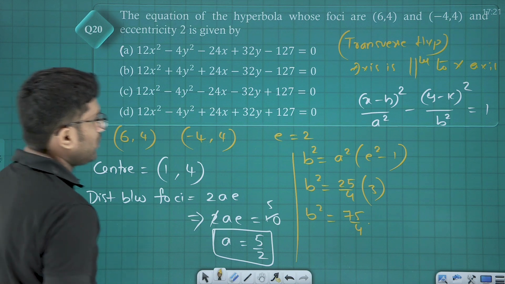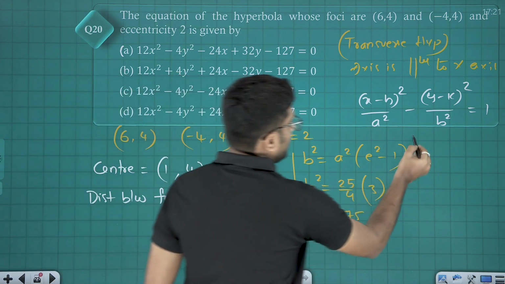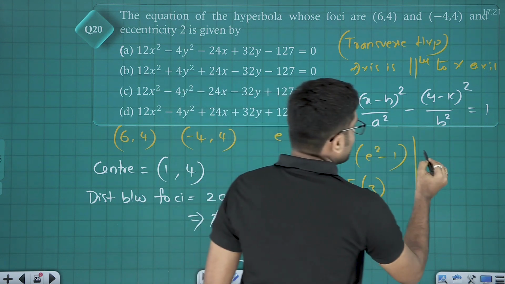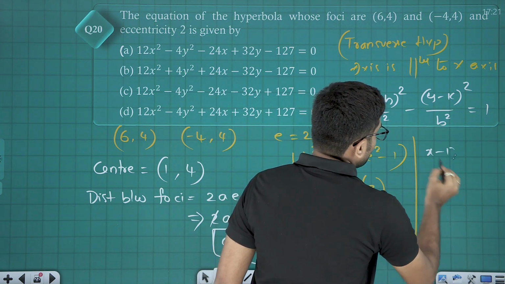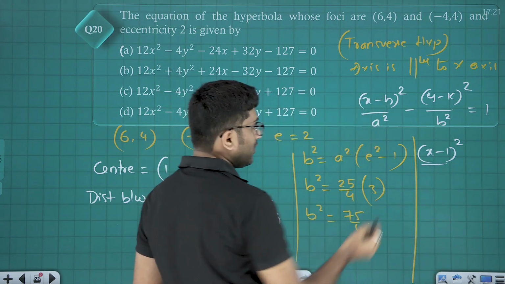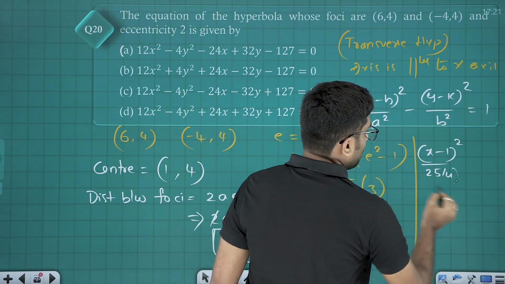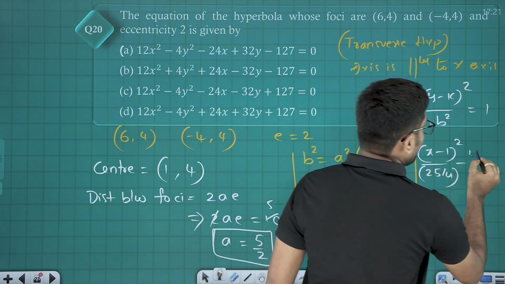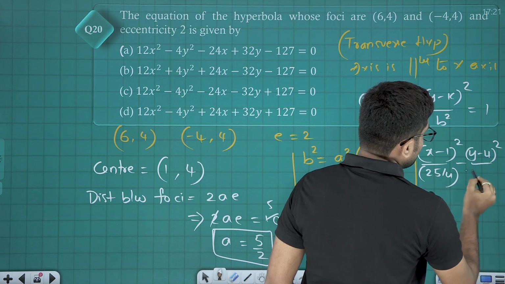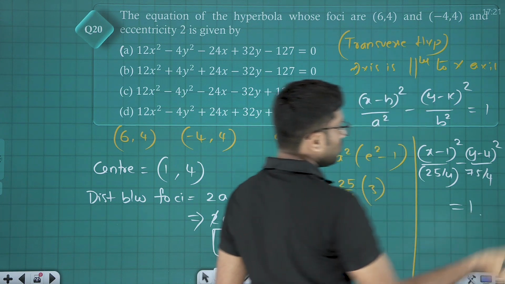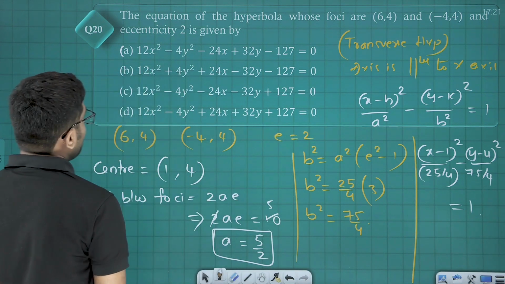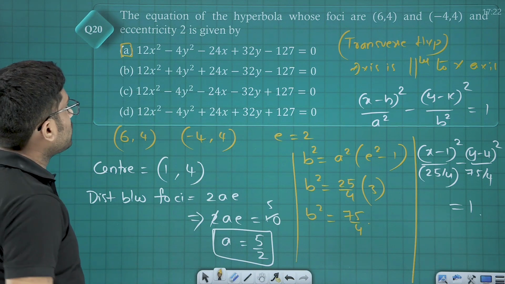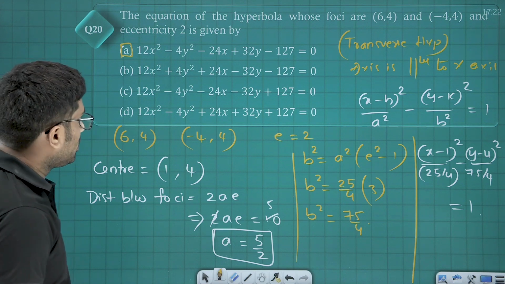So the required equation of the ellipse will be x minus h, that is x minus 1 whole square, by 25 by 4 (A square, no?), minus y minus k, y minus 4 whole square, by 75 divided by 4 is equal to 1. So if we simplify this, then we'll be getting the answer option A: 12x square minus 4y square minus 24x plus 32y minus 127.